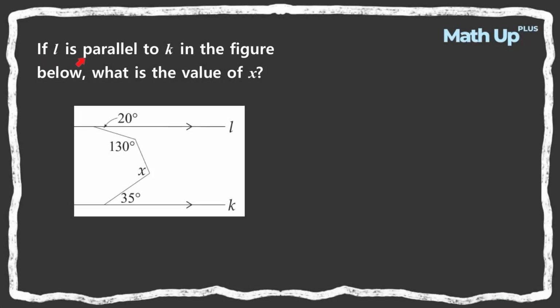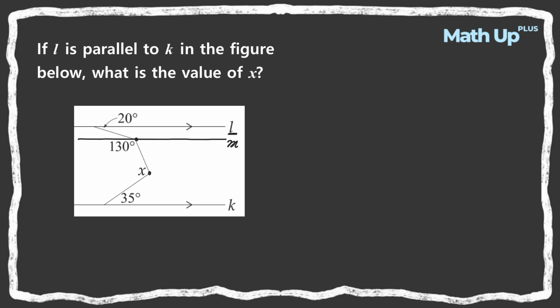If L is parallel to K in the figure below, what is the value of X? Okay, here we have 3 line segments connected to each other, right? Then draw one more line here that is parallel to line L. Let's say this is M, okay?